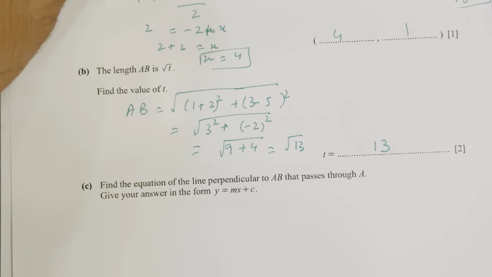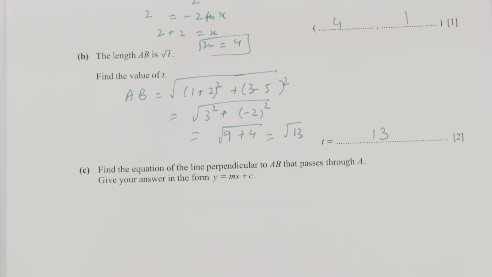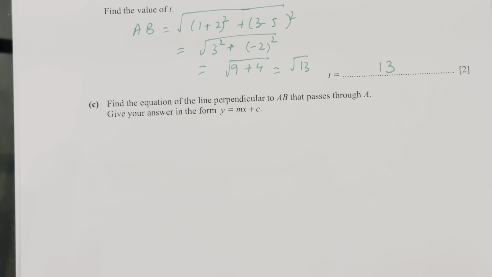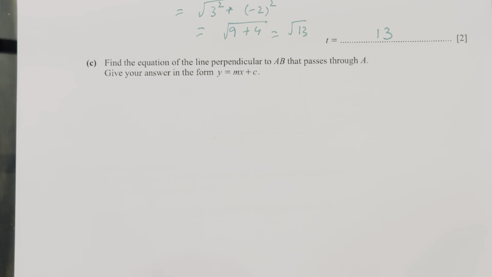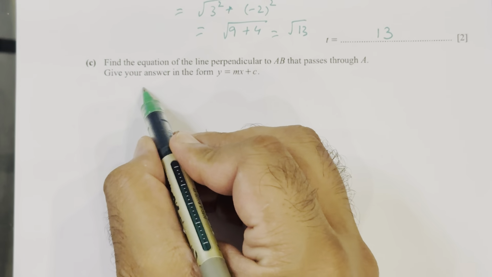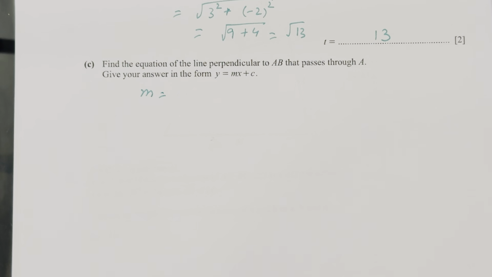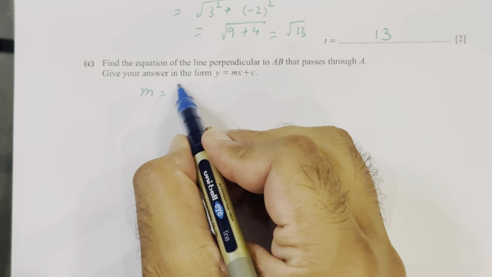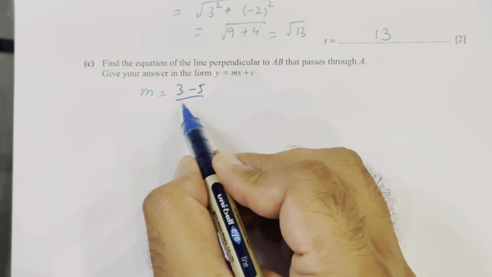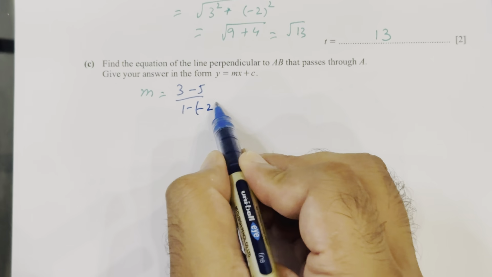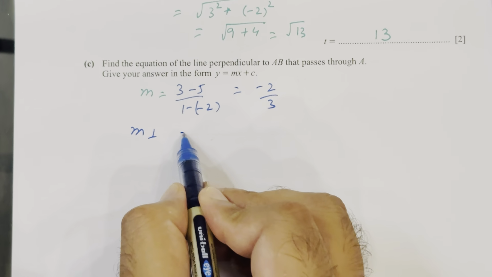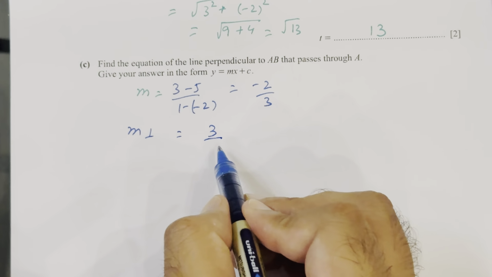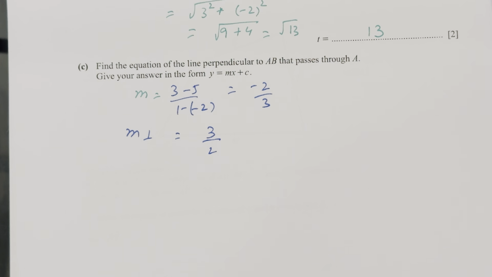Okay, moving to its C part. C part is that find the equation of the line that is perpendicular to AB and passes through A. Give your answer in the form of y is equal to mx plus c. So we need to first find the slope. The gradient would be (y2 minus y1) over (x2 minus x1). It is equal to minus 2 by 3. And for perpendicular, the slope would be the reciprocal of it, and multiplying by minus, it would be 3 by 2.